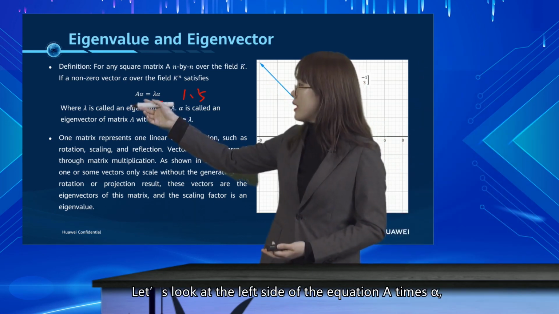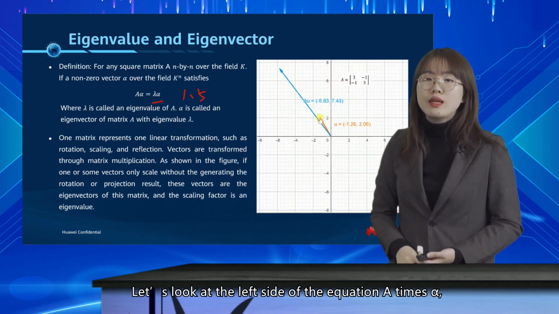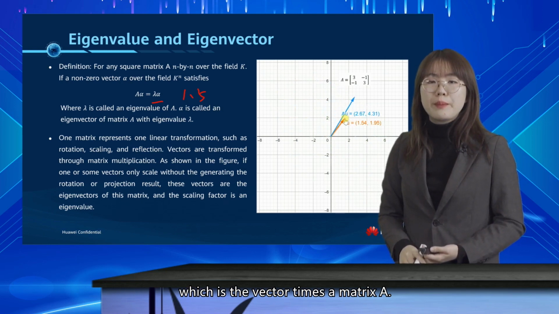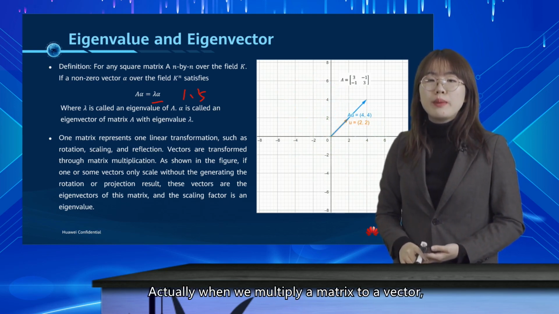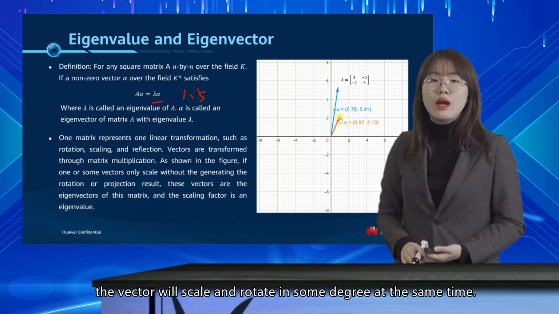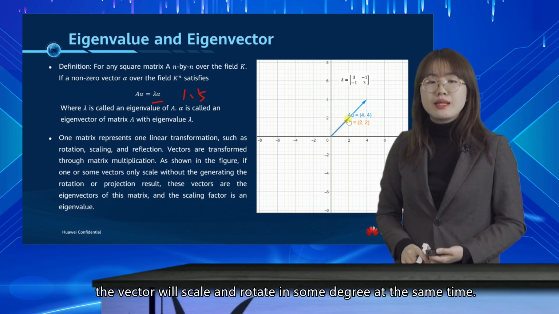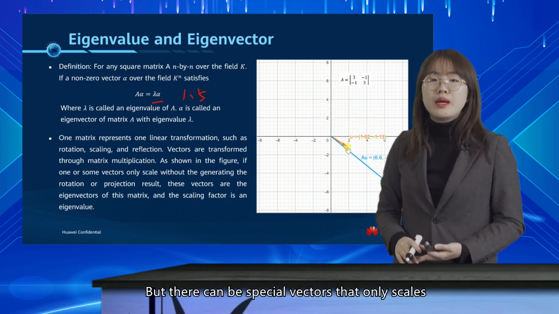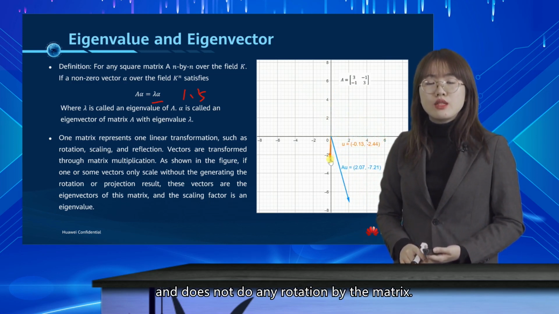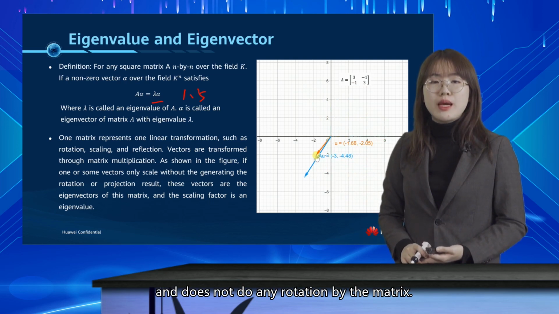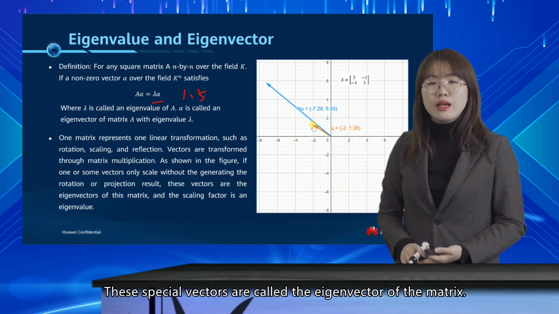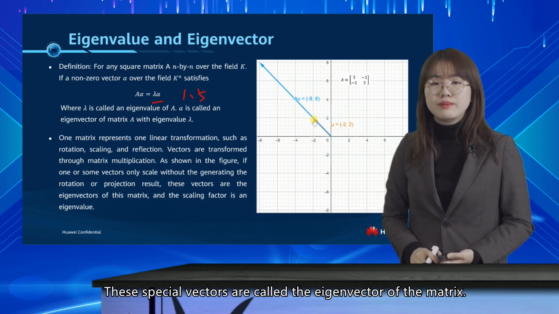Let's look at the left side of the equation, A times alpha, which is the vector times a matrix A. Actually, when we multiply a matrix by a vector, the vector will scale and rotate to some degree at the same time. But there can be special vectors that are only scaled and not rotated by the matrix. These special vectors are called the eigenvectors of the matrix.